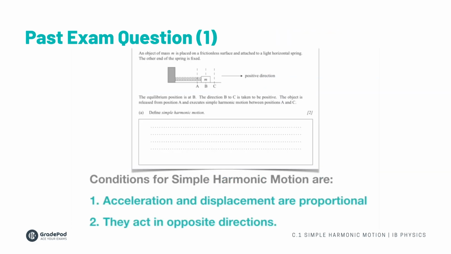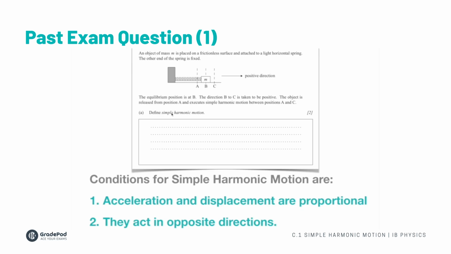You can see here we have a mass on a spring. We're very familiar with that now. I'm going to read the question out for you. An object of mass m is placed on a frictionless surface and attached to a light horizontal spring. The other end of the spring is fixed. The equilibrium position is at B. The direction B to C is taken to be positive. The object is released from position A and executes simple harmonic motion between positions A and C.